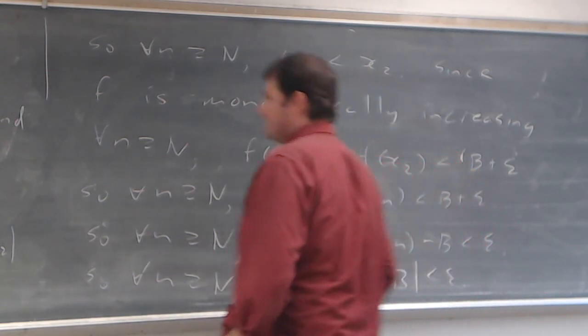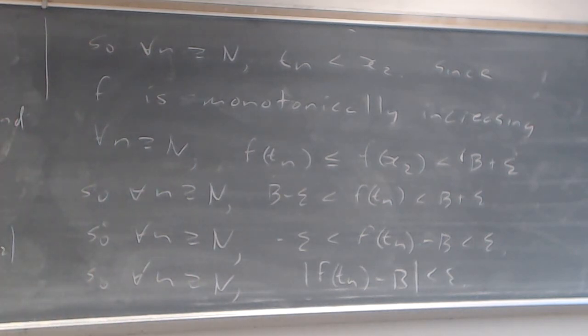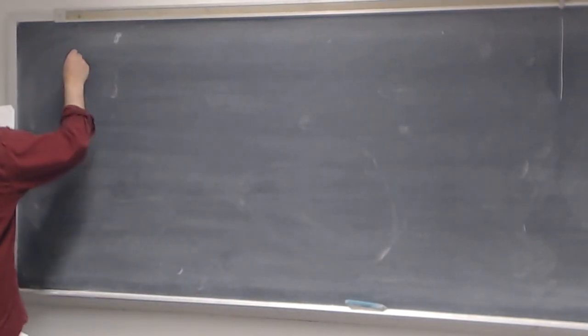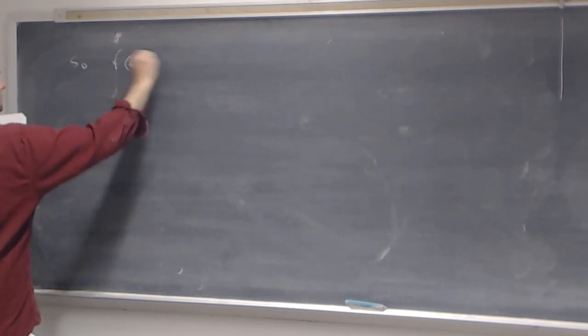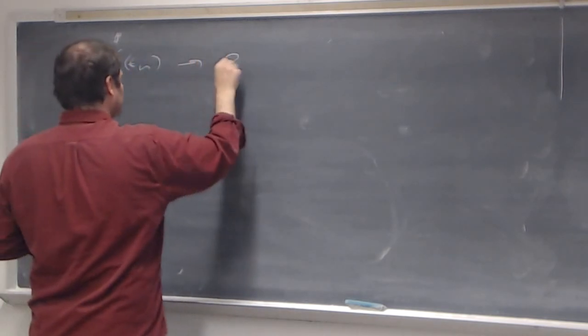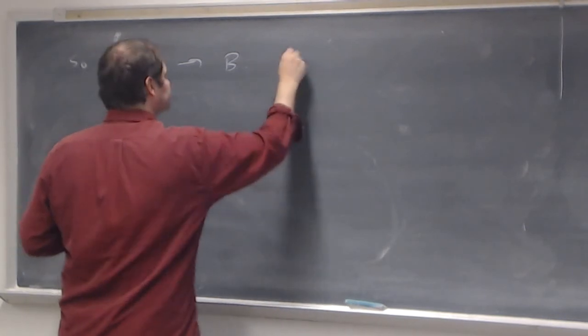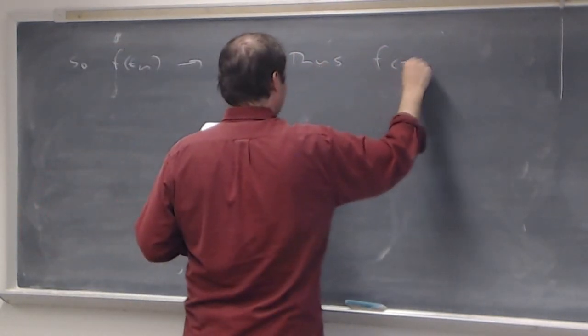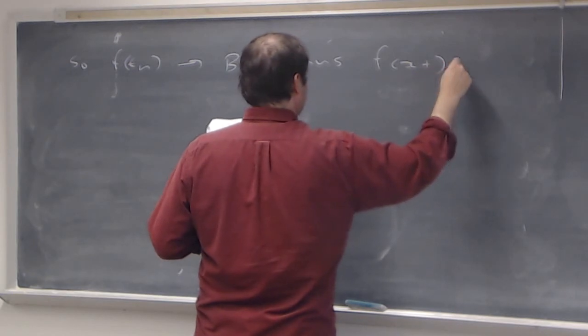So what that tells me is that f of t sub n converges to b. Thus, by definition, that says that f of x, the right-hand limit, is going to equal b.